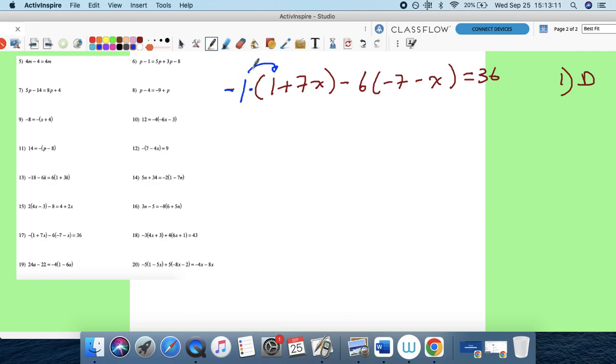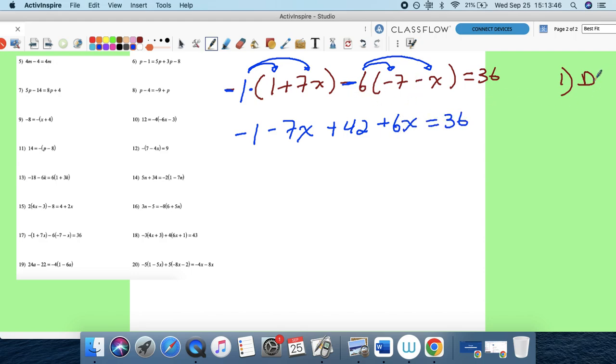So these two multiply, and then negative 6 and negative 7 will multiply, and negative 6 and negative x will multiply. And that's where the distributive property is going to happen, and that's going to eliminate our parentheses. So let's start with this. So negative 1 times positive 1, so that's going to give me negative 1. Negative 1 times positive 7 is negative 7x. And then here, remember I told you this is a negative 6, so negative 6 times negative 7 is plus 42. And negative 6 times negative x is positive 6x, because a negative times a negative is a positive, equals 36. Number 1, distributive property, check.